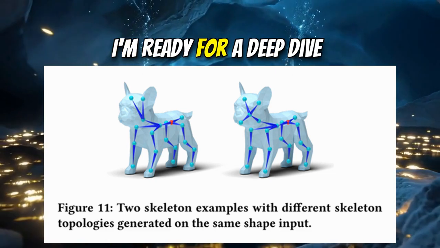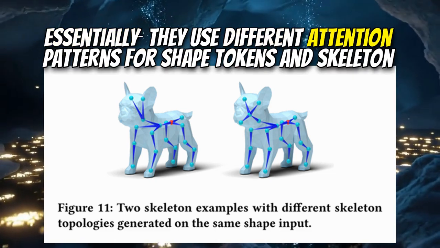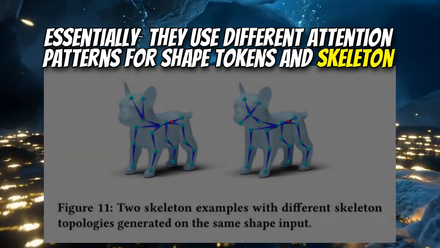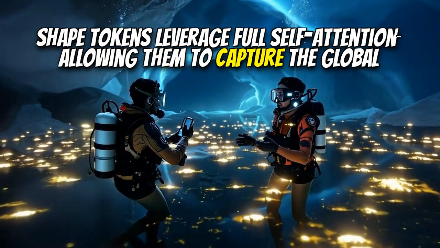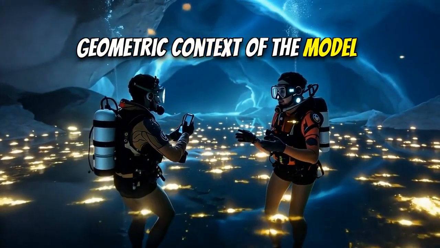All right, hit me with it. I'm ready for a deep dive. Essentially, they use different attention patterns for shape tokens and skeleton tokens. Shape tokens leverage full self-attention, allowing them to capture the global geometric context of the model.